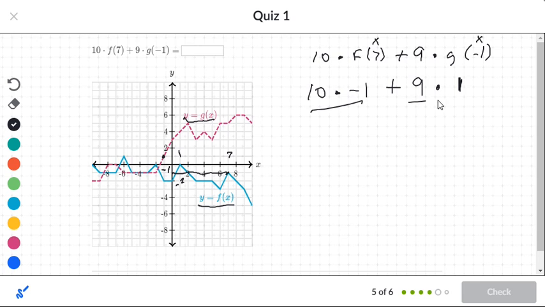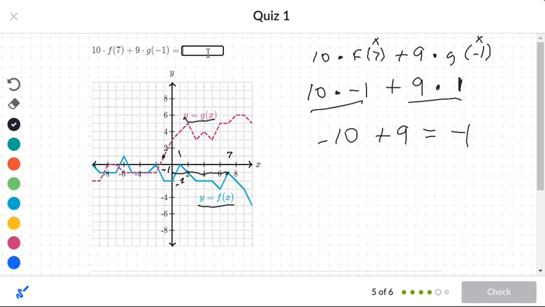So now we're going to multiply and then combine the numbers. So 10 times a negative 1, that would be a negative 10. And then 9 times 1 is a positive 9. When you combine them together, you get a negative 1. So it appears negative 1 should be our answer.